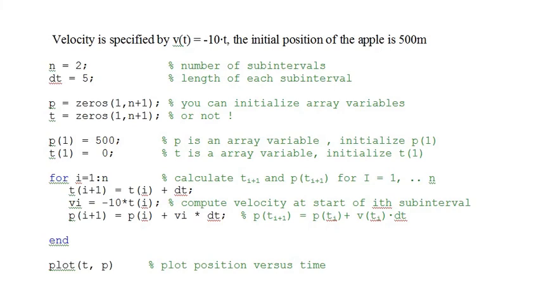The final command in the for loop computes the position at the start of the i plus first subinterval, which equals the position at the start of the ith subinterval plus the distance traveled during the ith subinterval, which is the velocity at the start of the ith subinterval times dt. When the loop completes, the plot command displays the graph. In the next video, we'll go online and enter, debug, and execute this program.